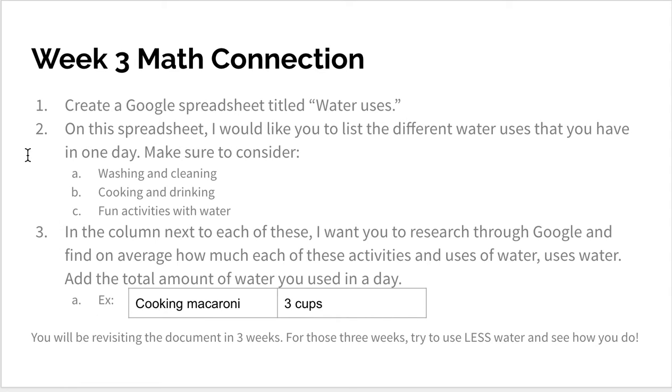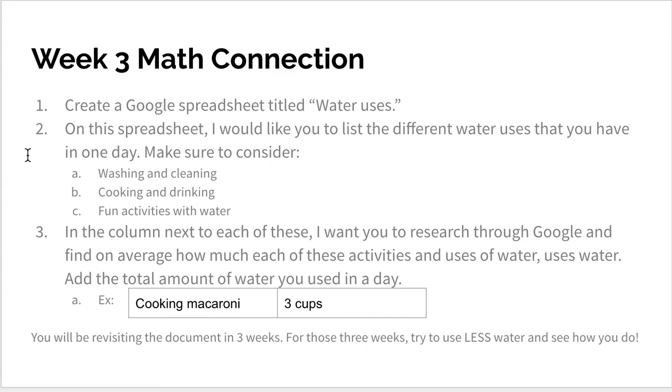For your math connection, you're going to be creating a Google spreadsheet that's titled Water Uses. And with this, you're going to be thinking about all the different uses of water that you have. So make sure that you take into account washing and cleaning, cooking and drinking, and any other fun activities. In the first column, you're going to write what the activity was.